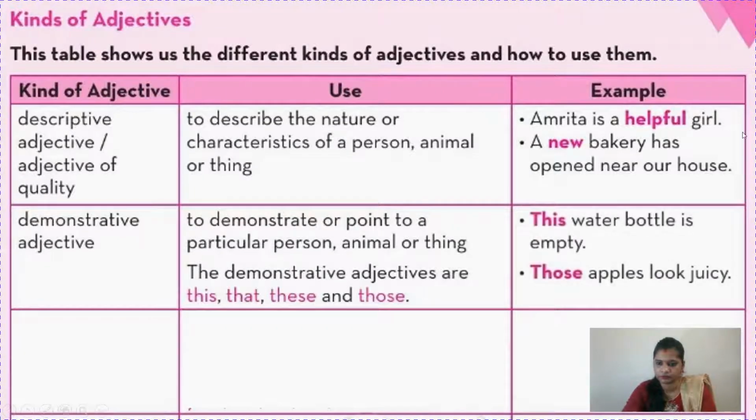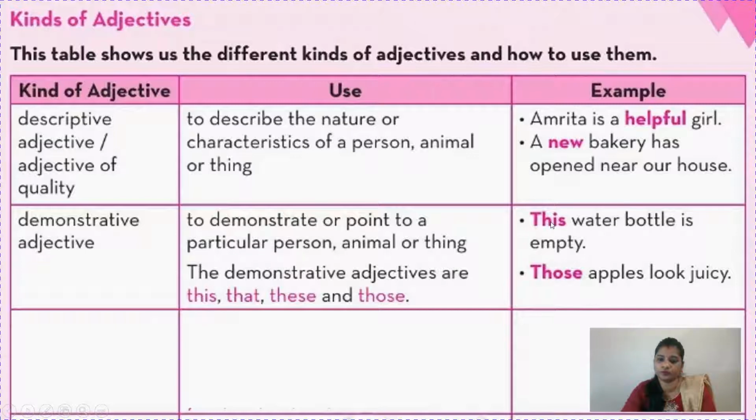Like this water bottle is empty. Those apples look juicy. So children, this water bottle, those apples, they are used to indicate something. So water bottle is a noun. So this will become an adjective. And apples again, it's noun. And one more thing children, I want to tell you here. This, these, that, those, they will be always placed before noun.